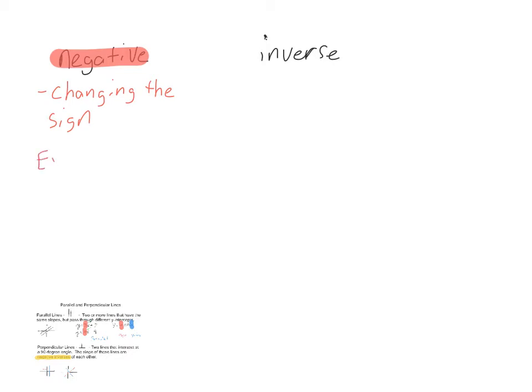So an example, if I'm finding the negative of 5, it's going to be -5. So all they did was change the sign. So it went from +5 to -5.